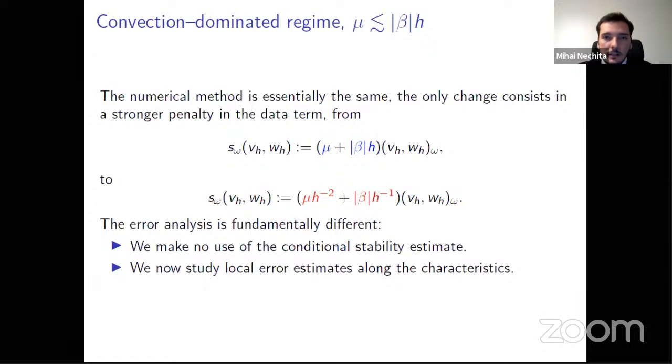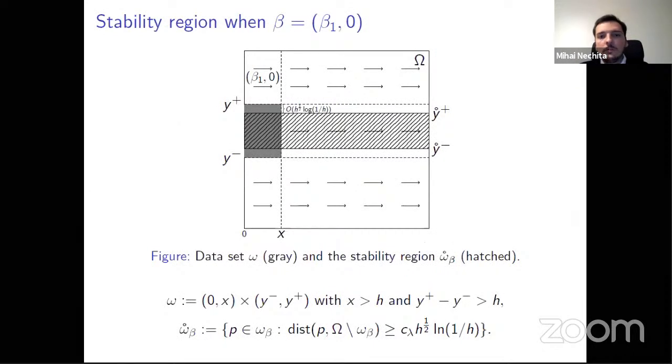However, the approach is totally different. So we no longer use conditional stability estimates, and we rather use standard techniques from convection-dominated well-posed problems, where we focus on choosing a weight function and looking at weighted error estimates in local regions. And this would be a short sketch of the data region in gray and the stability region in which we might obtain a very good approximation.